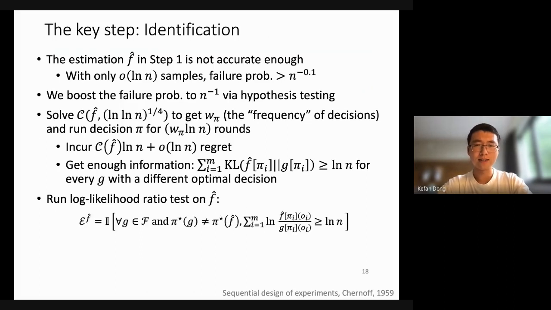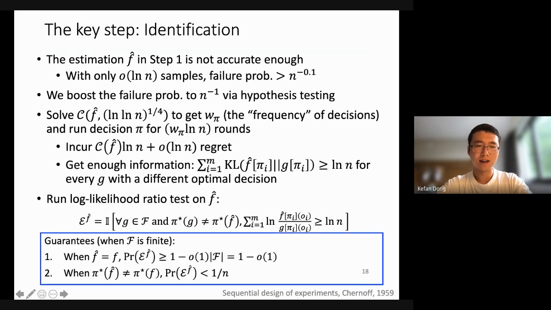So we define the following event E of f hat to be the event that for every other instance G with a different optimal decision, the log likelihood ratio between f and G on the empirical observations O of I is bigger than log n. Here we choose the log likelihood ratio test because it is one of the optimal hypothesis testing methods.